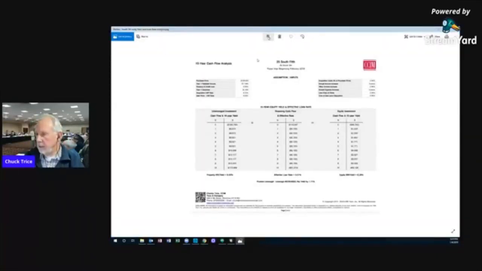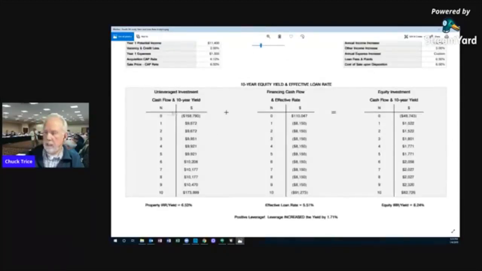And this is a cash flow analysis. And you can see that my unleveraged investment in year 10 is 6.53%. And this is a $150,000 or $165,000 rent house. And I've got my rents in there. My acquisition cap rate is 6.12. My sales price cap rate is 6%.